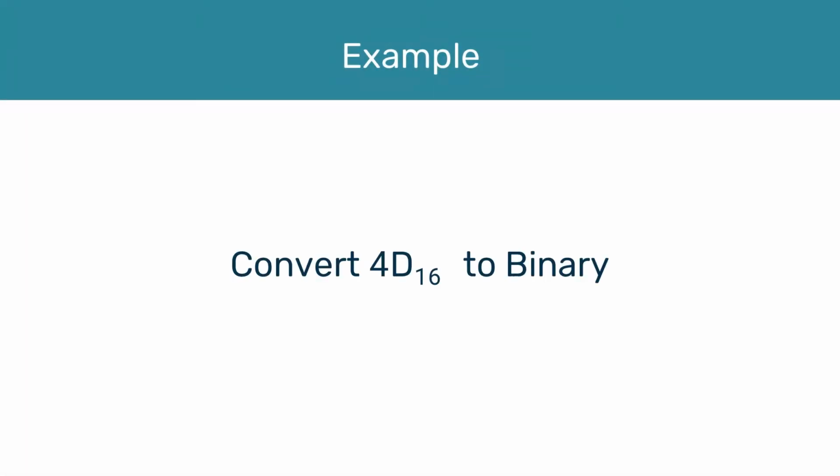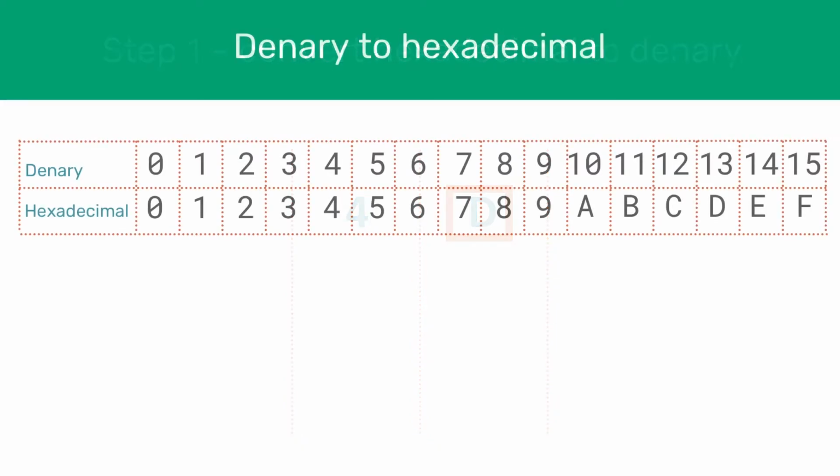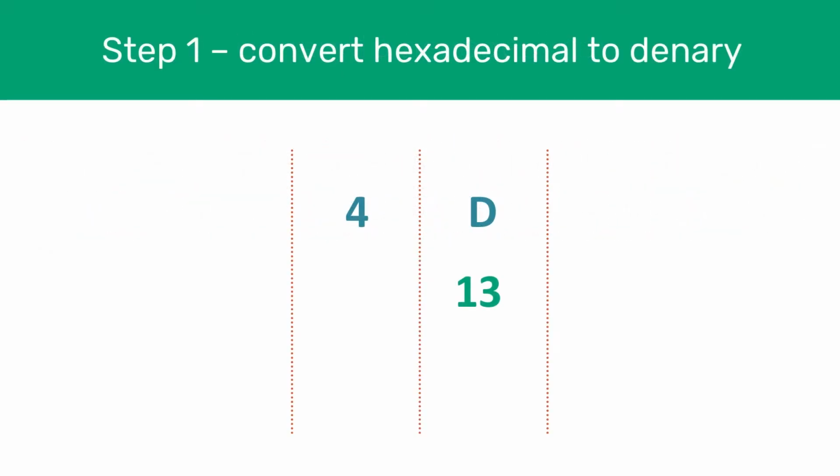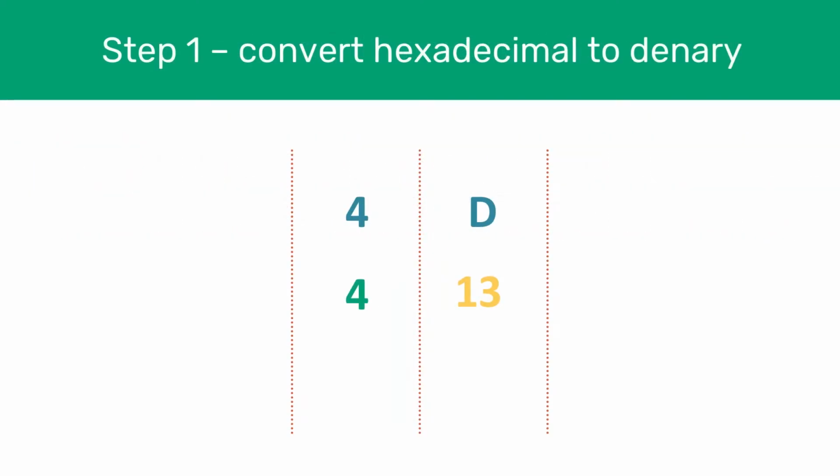Let's have a look at converting 4D in hexadecimal to a binary number. Essentially all we're going to do is go backwards. Firstly, we're going to look at what D corresponds to in denary by looking up our table. D corresponds to 13 in denary. That means we can put 13 in the D column. Next, we'll deal with the 4. 4 in denary is simply 4 in hexadecimal. So we can go ahead and put a 4 in.